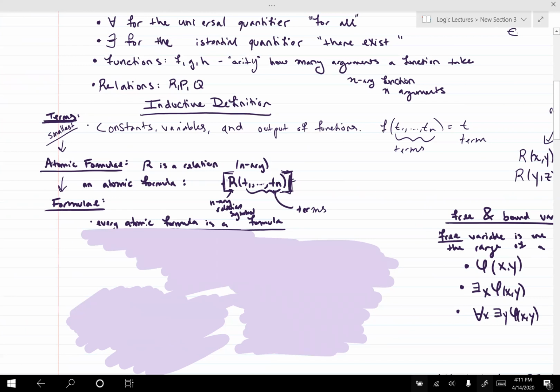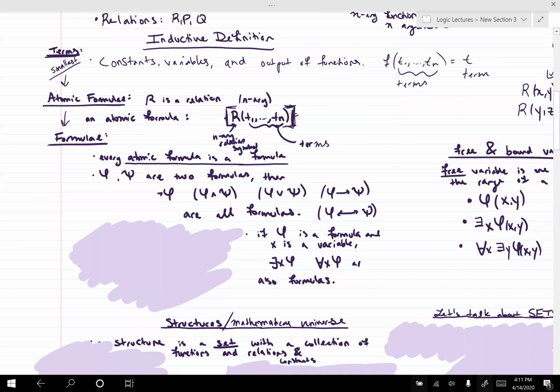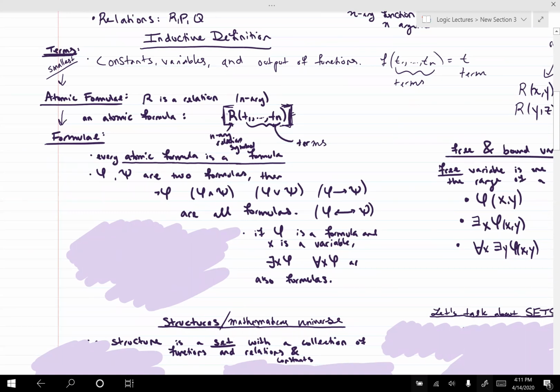So atomic formulas, the second smallest thing, are built up from terms. Now for formulas: every atomic formula is a formula. And then we can put together, so when I say inductive definition, I mean assume you start with two formulas. Given any two formulas, you can create new formulas with the connectives. So if phi is a formula, then not phi is a formula. If these are both formulas, then so is phi and psi, phi or psi, phi implies psi, phi is equivalent to psi.